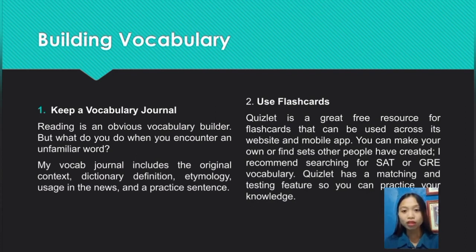Also, I'd pick the three most interesting ones from my list, open the document with my vocabulary journal and take the time to really get to know those three words. So that's what I did. My vocab journal includes the original context, dictionary definition, etymology, usage in the news, and a practice sentence. So that's it.